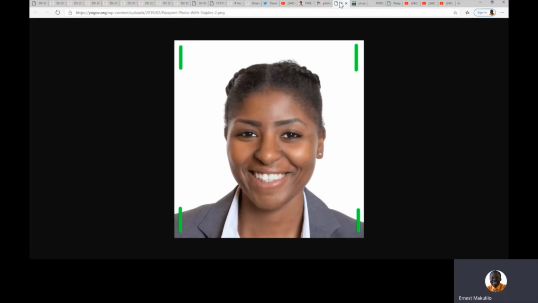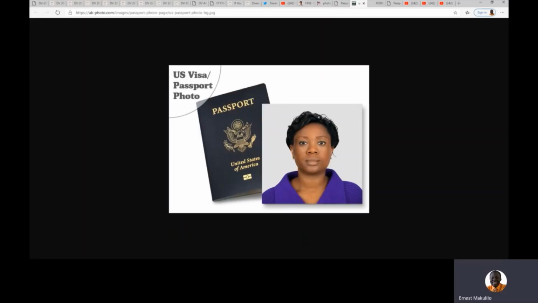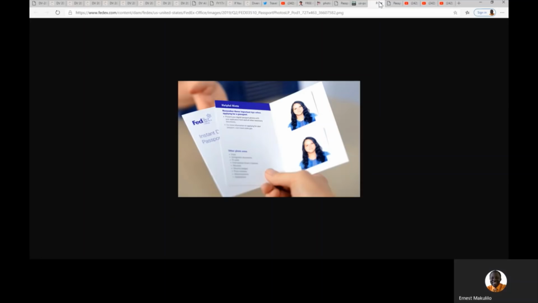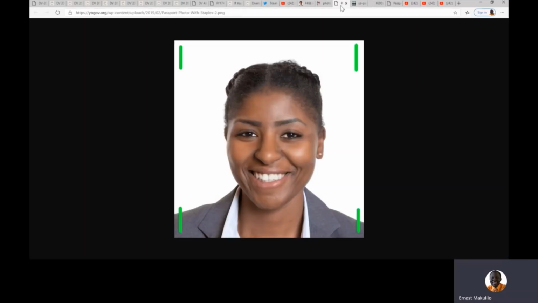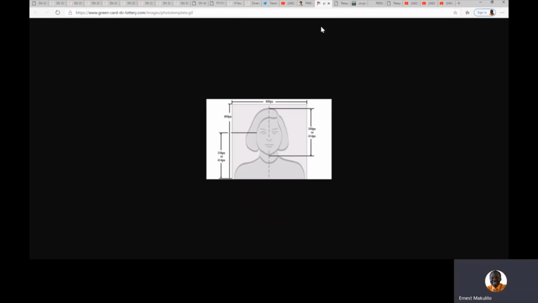I'm going to show you some of the photos like this one. This is the one which after being edited looks like that way, with the exception of these green lines. That is one of the photos after being edited. It's supposed to be that way. After being edited, that will be the photo. Then, don't print out the photos. If you print out the photo, you are going to be in trouble.